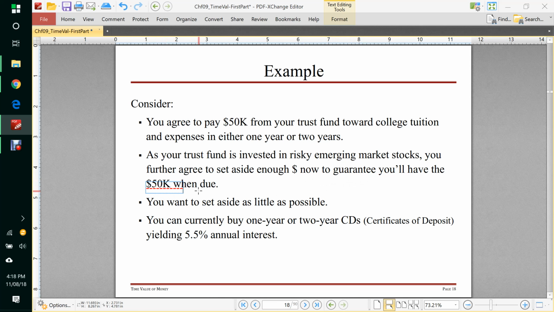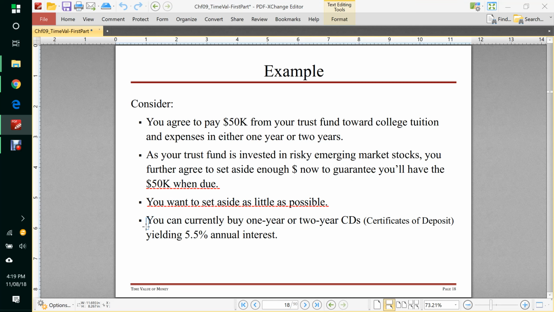So in other words, you're going to take it out of all these risky investments which may crash and burn and go to zero, and you're going to set it aside somewhere now to make sure that you can pay the 50,000 in either 1 year or 2 years. But you love your risky Tesla internet stock, social stock account, so you want to set aside as little as possible. So let's see what some options are.